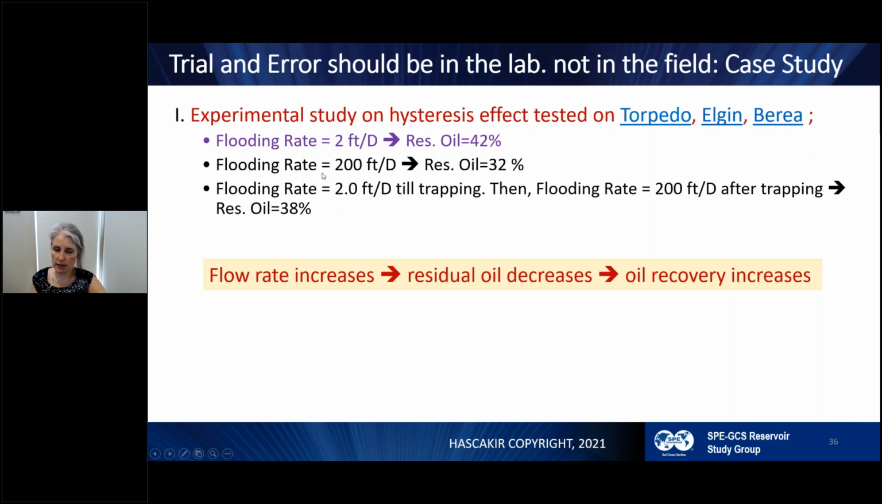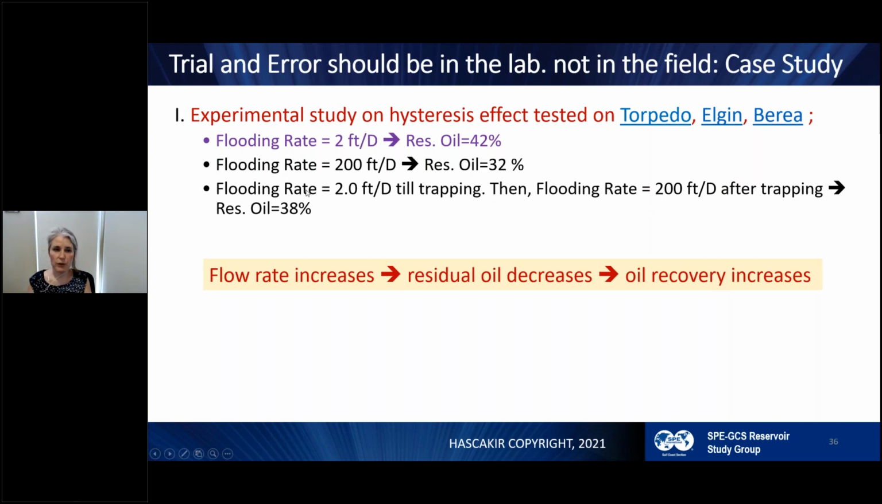The first one is representing water flooding. We are conducting 3 water flooding tests on 3 different reservoir rocks, and we are observing similar behavior on all 3. First, we inject water at 2 feet per day to recover the oil, and we see 42% oil left behind. If we increase the water rate from 2 to 200, the residual oil reduces significantly, 10% more oil is produced. Because this is too much, we can say let's start with 2 feet per day water injection, and once we reach the maximum oil production, switch to 200 and increase the oil recovery further.